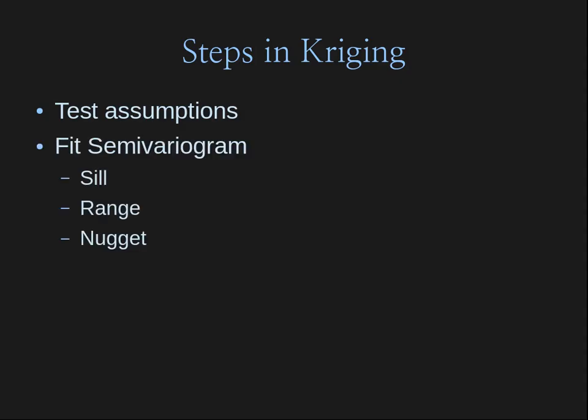The next thing that we have to do is fit what's called a Semi Variogram. I'm going to talk more about this in just a few minutes, but we fit this to get 3 different values, which are called the sill, the range, and the nugget, which I think is one of the cooler terms in all of statistics, the nugget.